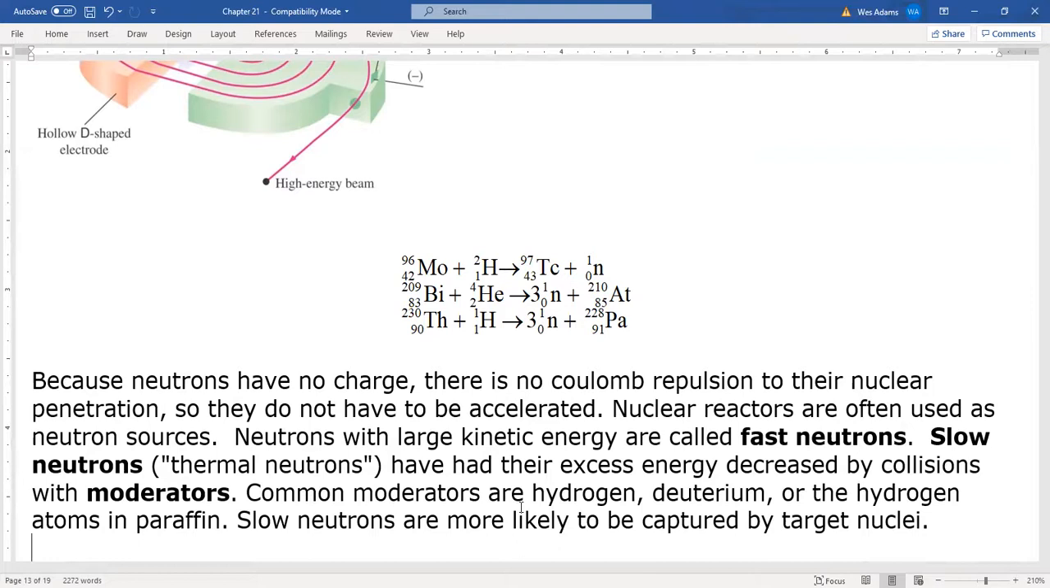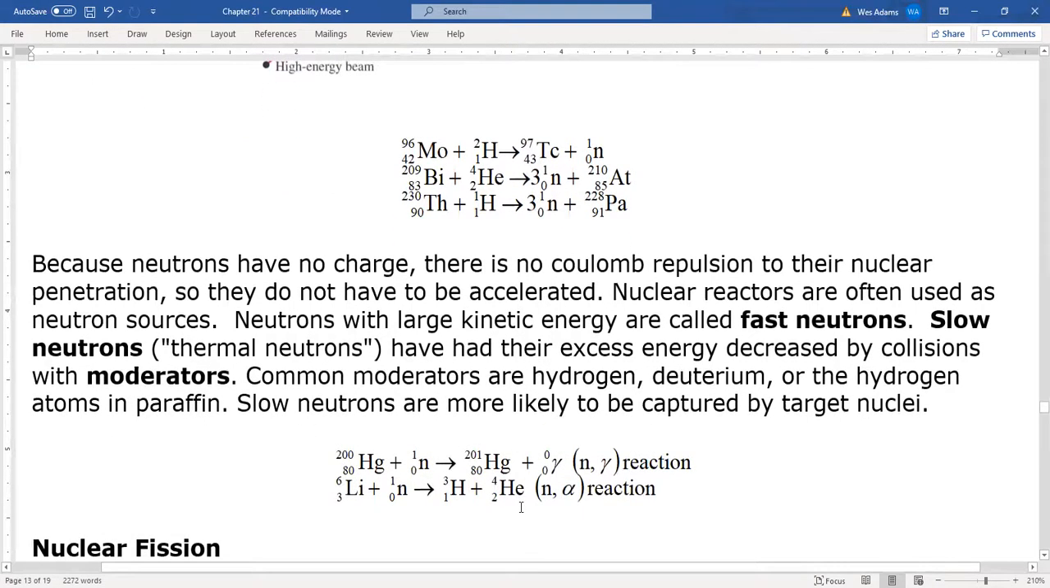Neutrons that have a large kinetic energy are called fast neutrons. The slower neutrons, or thermal neutrons, have their excess energy decreased by collisions with moderators, say in a nuclear reactor. They can be hydrogen, deuterium, and paraffin, whatever is going to slow them down to where they're more likely to be captured rather than bounce off. For example, you can bombard mercury with a neutron, you get mercury-201, but it gives you a gamma ray. Lithium-6 is bombarded with a neutron, and you make tritium, which is the radioactive isotope of hydrogen that does not naturally occur. We live in South Carolina, so there was a big story quite a few years back where there was tritium in the Savannah River and everybody was in panic mode. And it kicks out an alpha particle.